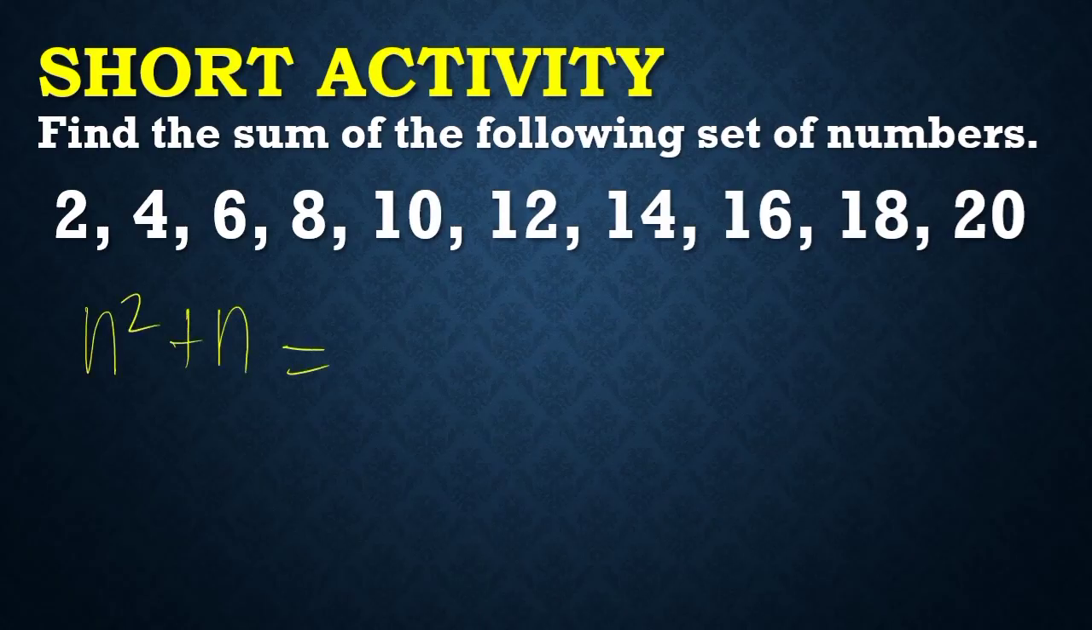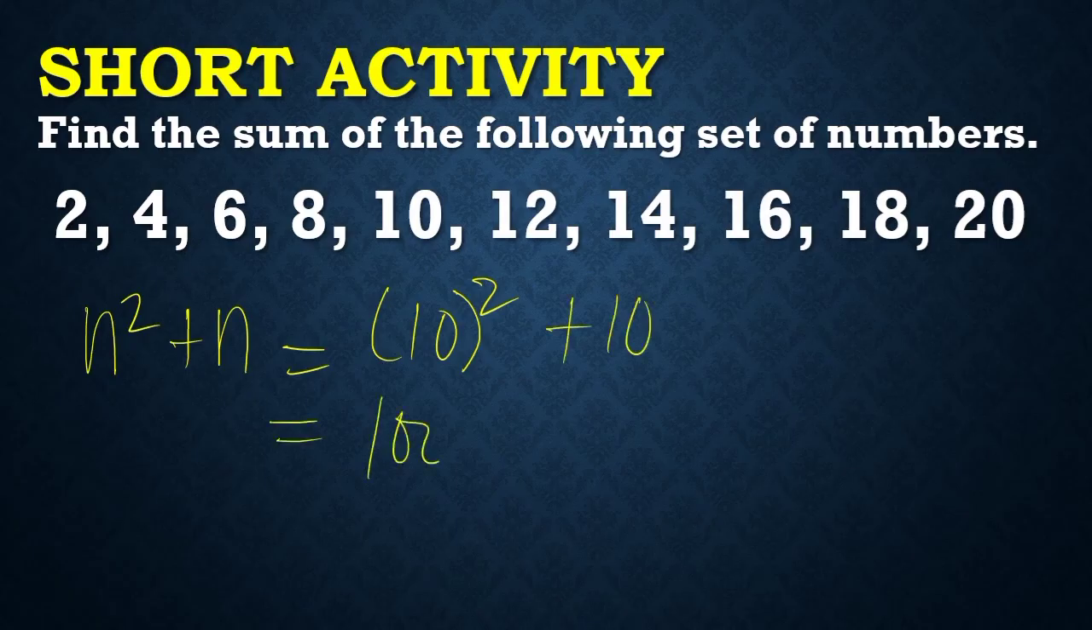So, nagbago po ba yung n? Hindi. N dito is pa rin yung bilang ng numbers na nakalista, which is 10. So, ang mangyayari lang, 10 squared ulit, mag-add ka nga lang ng 10 pa. So, yung nakuha natin na 10 squared, 100, mag-add ka ng 10. Ang sagot dito is 110.